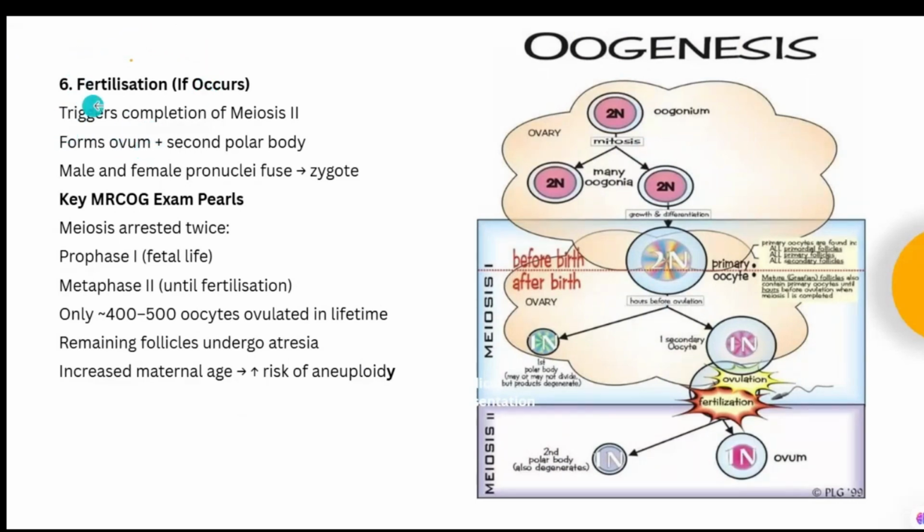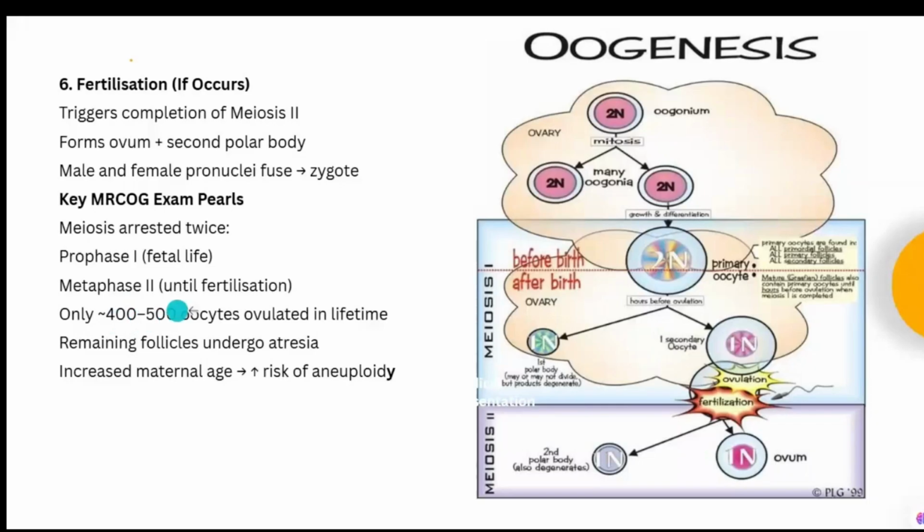So if fertilization happens, it triggers the completion of meiosis 2. It will form the ovum and the second polar body, and the male and female pronuclei will fuse and form the zygote. Okay. So you should remember meiosis is arrested twice. One is in prophase 1 in the fetal life, and the second is in metaphase 2 until fertilization. So these are the two phases where there is an arrest in meiosis.